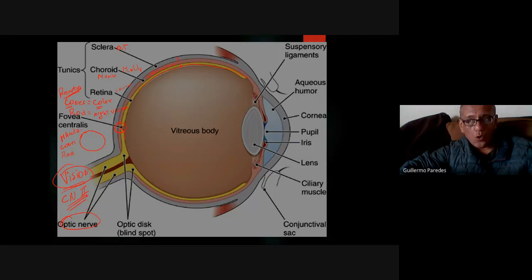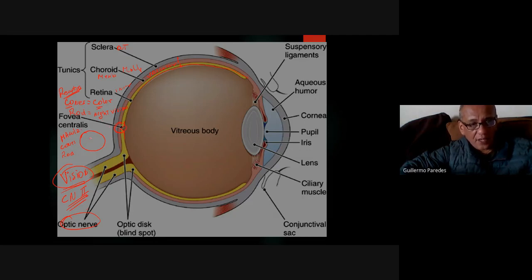Cones are for color. How bright is your vision? How sharp, how crispy is the vision? How do you know how crispy your vision is? Because you can see the borders of the objects very defined. Okay? All right. So that is the macula.